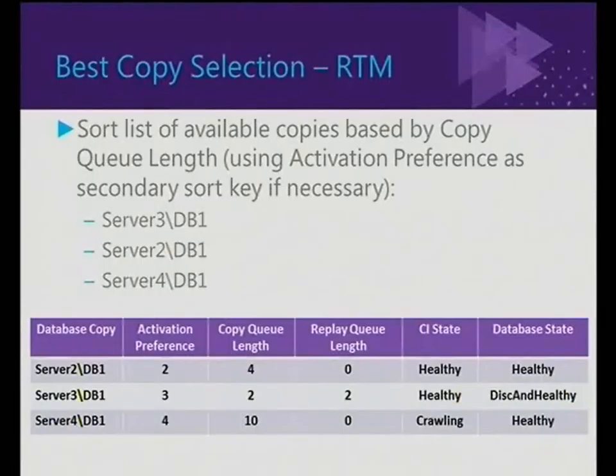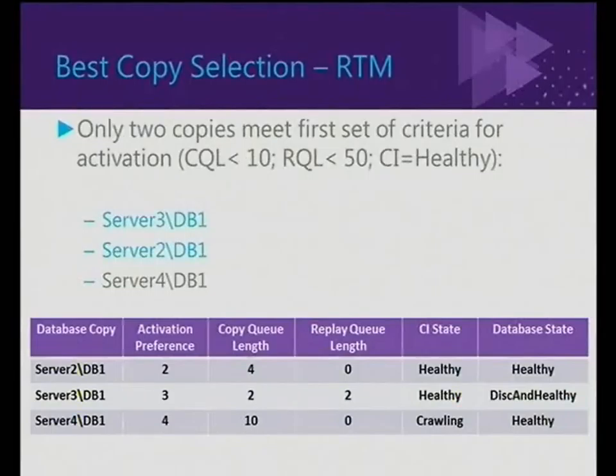Now, none of these have the same copy queue length, but if they did, this is when we would use activation preference as a tiebreaker. We don't need to do that here because they all have different copy queue lengths. And then only 2 of the 3 servers in our sorted list meet that first set of criteria that's on the table. Only 2 out of these 3 databases have a copy queue length less than 10, a replay queue length less than 50, and a content index that is healthy. Okay, the other one doesn't meet that criteria.